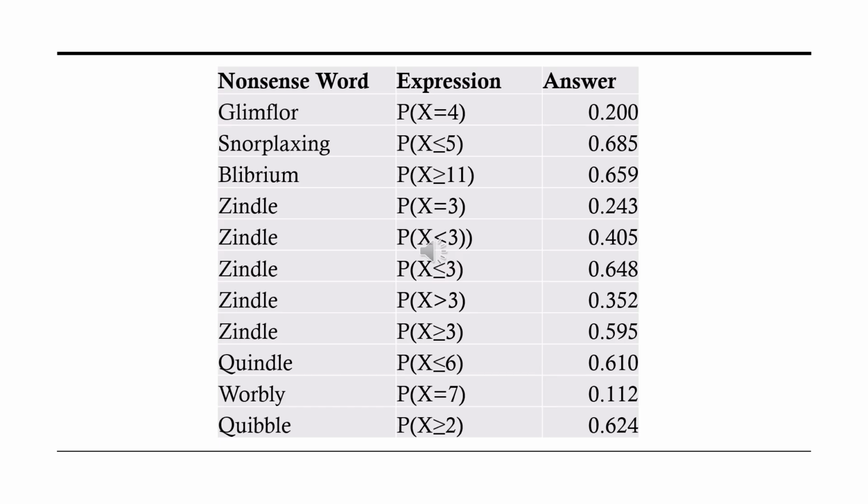Here are the answers to everything rounded to 3 decimal places. The Warbly was a binomPDF, and the Quibble was a 1 minus binomCDF. How'd you do?